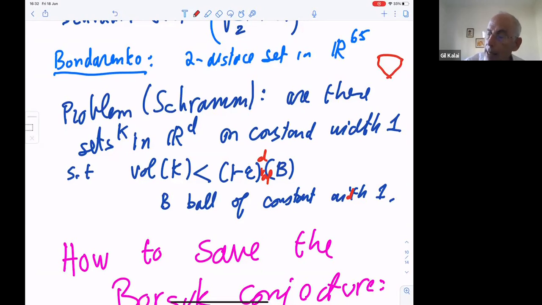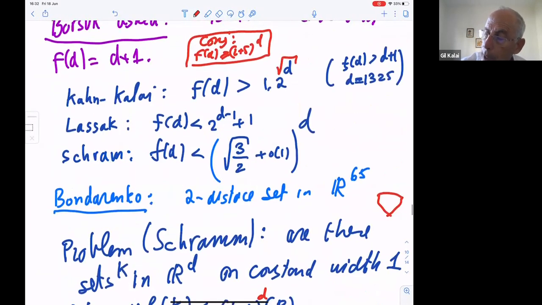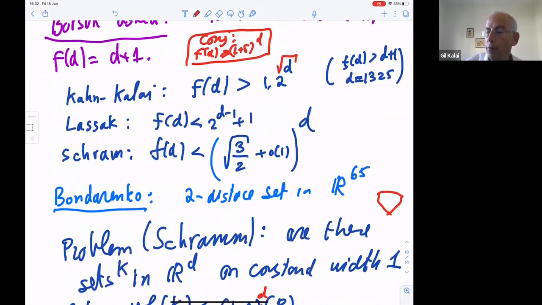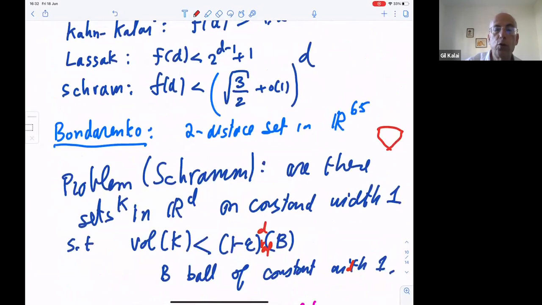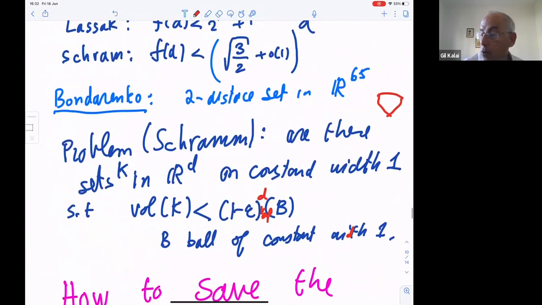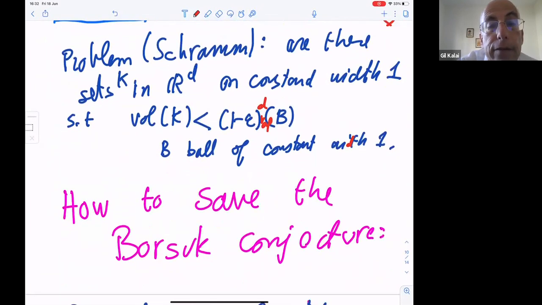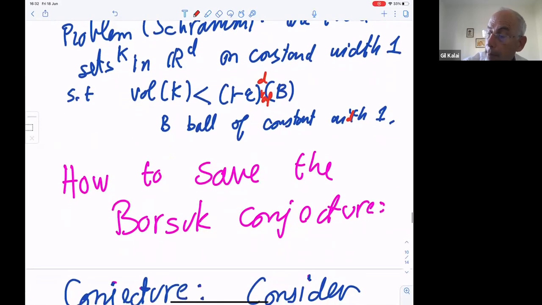A positive answer or a negative answer to this question for the spherical case will improve the upper bound of Oded Schramm from square root 3/2 to square root 4/3. But the truth of the matter is, I don't have a guess whether there is such a set of constant width or not. But what I want to tell you mainly about the Borsuk conjecture is how to save the conjecture.